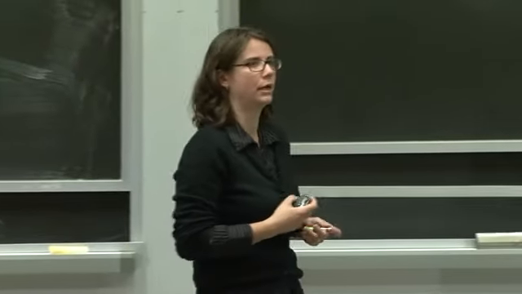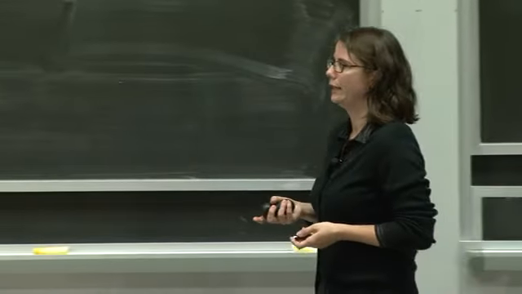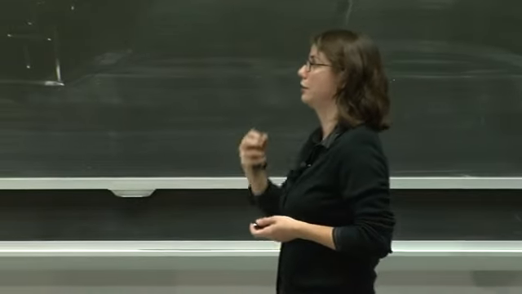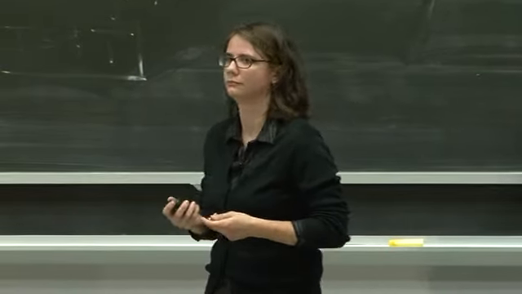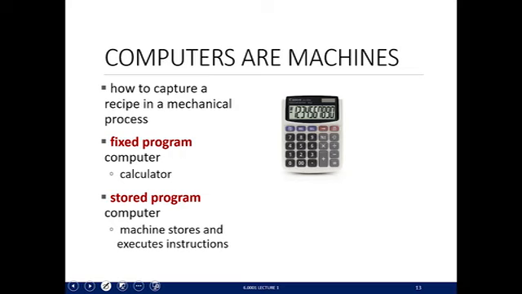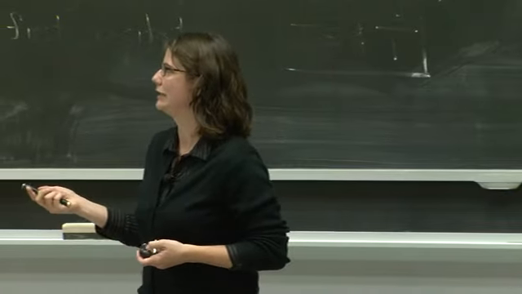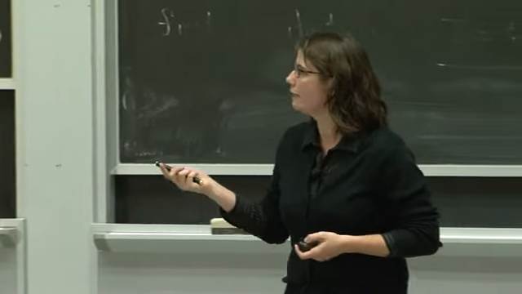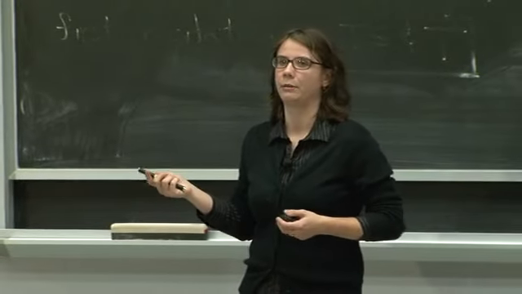Computer being a mechanical process, and historically there were two different types of computers. Originally there were these things called fixed program computers, and I'm old enough to have used something like this, where there's just numbers and plus, minus, multiplication, divide, and equal. But calculators these days are a lot more complicated. But way back then, an example of a fixed program computer is this calculator.